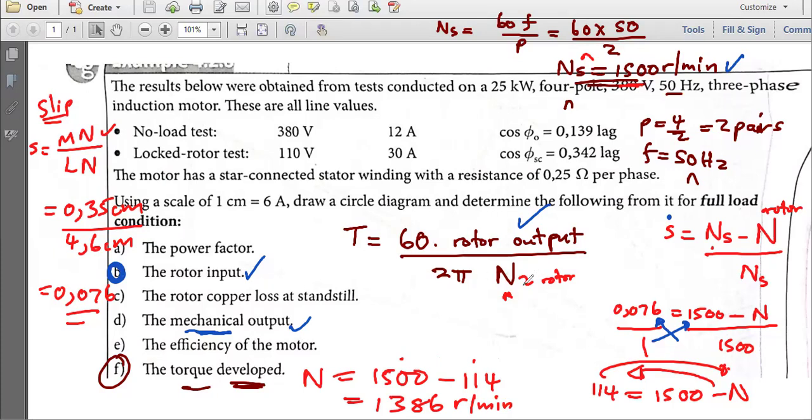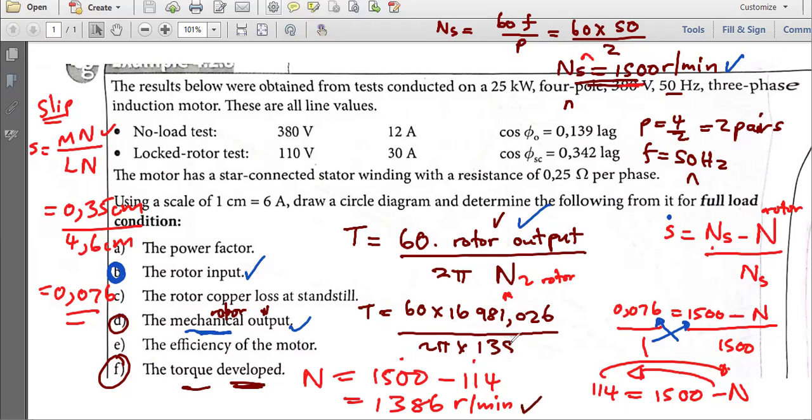So we have the rotor speed here. So we are going to use it to calculate our torque at the end. So with this formula, like I said, the rotor output is the one that you calculated on D. This one, our mechanical output, remember that's our rotor output. So we calculated that one. That was 16,981,026. Remember your values over 2 pi times our rotor speed, 1,386, just like that.